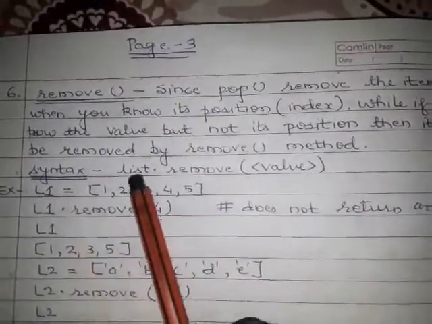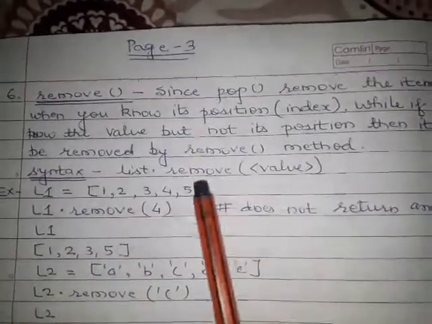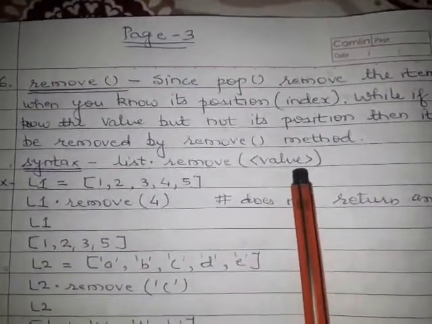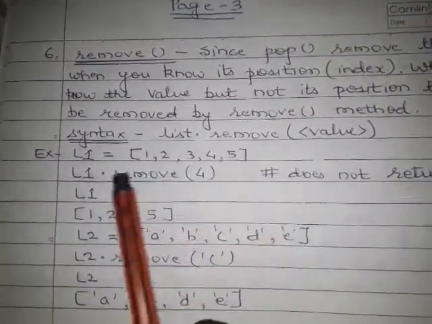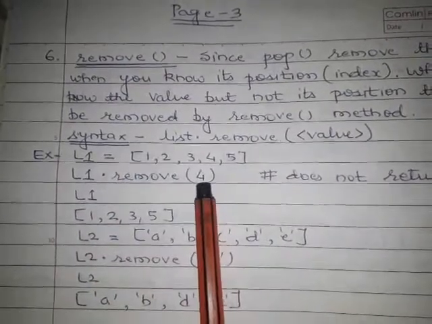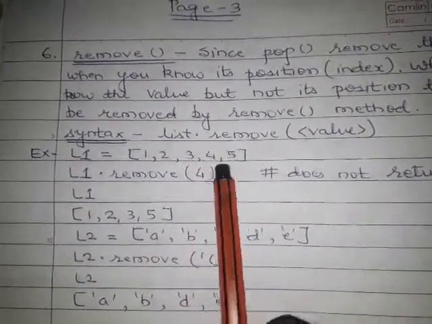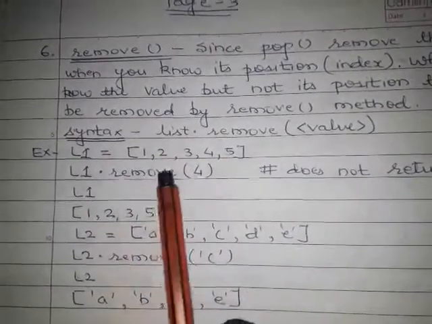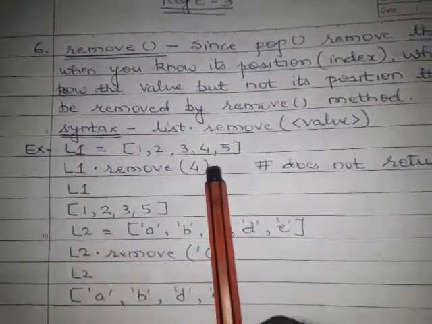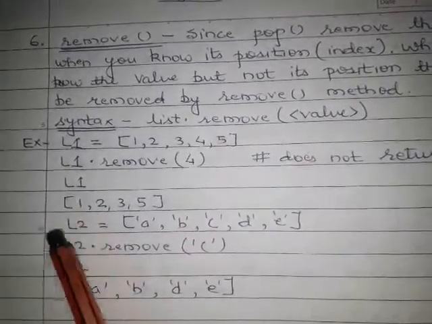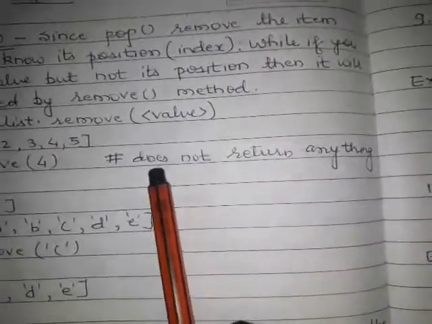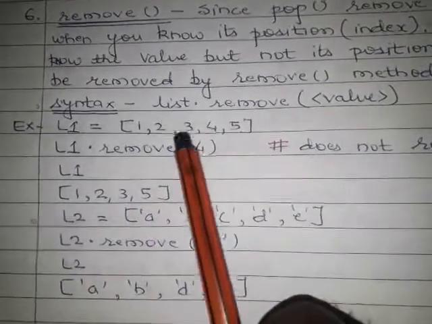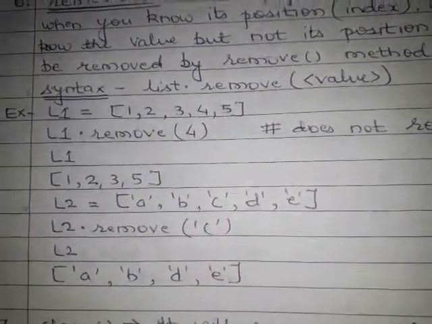Let's see the syntax: list.remove(value). You have to pass only the value which you want to remove. Example, L1 equals 1 2 3 4 5. Now I want to remove 4. I know the item but not its position, so I use L1.remove(4). When I print L1, 4 is removed: 1 2 3 5. This does not return anything, which means it works on the same list and does not return the list to another variable.